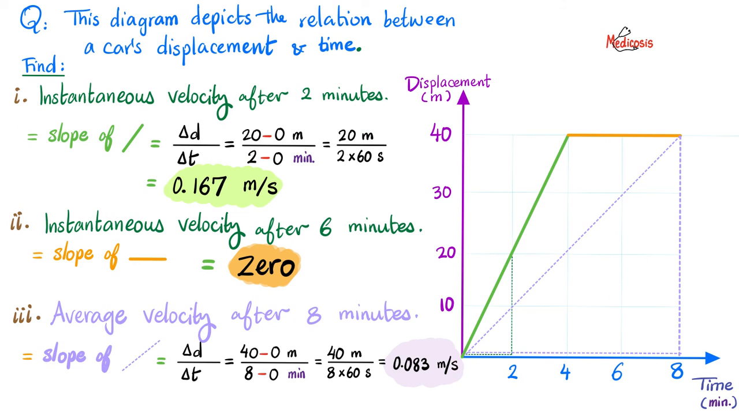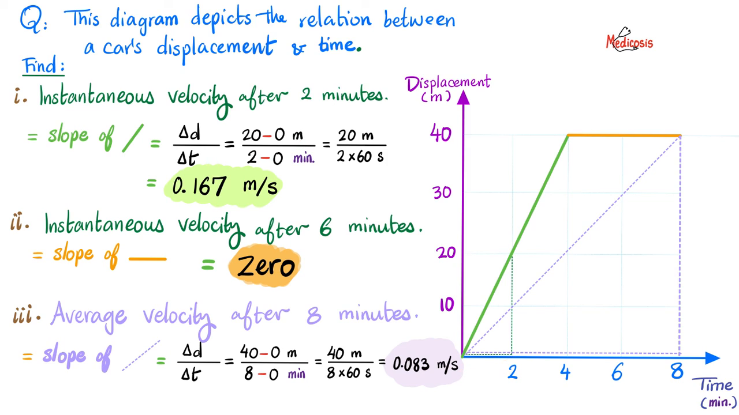Let's do it. Instantaneous velocity after 2 minutes. 2 minutes here, you go up. All right, I want the slope of this line. How do I get it? It's the change in the y-axis over the change on the x-axis. Y-axis is from 20 to 0. So 20 minus 0 meters on the numerator.